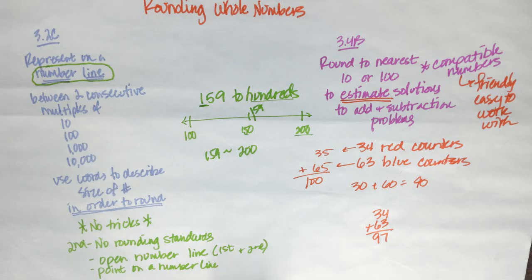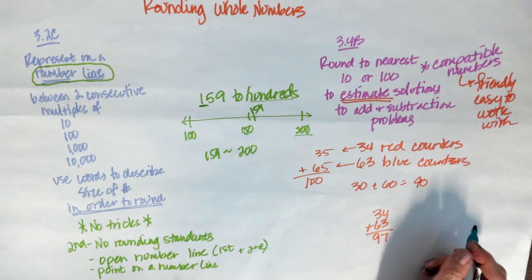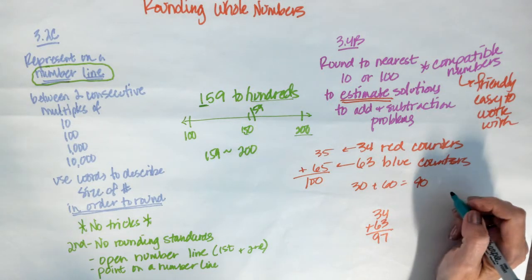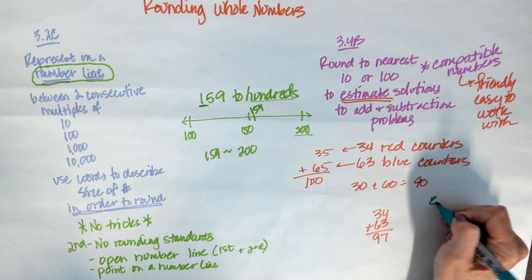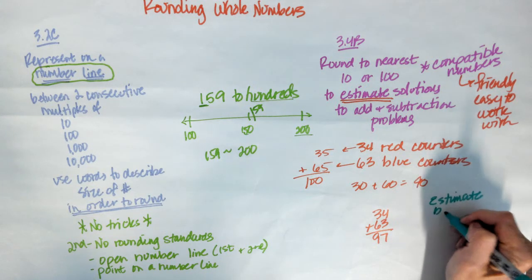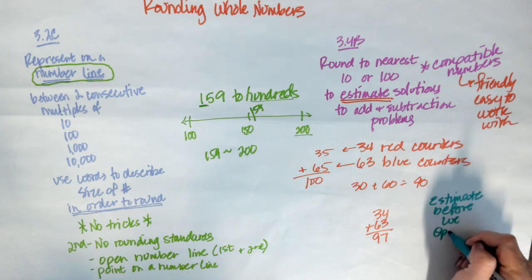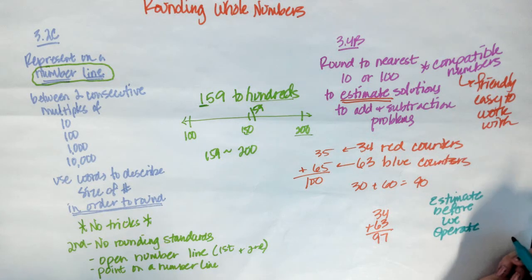Now, the other thing that we see kids struggle with in this particular standard, when they're not told what place to round to, they like to just add them up and then round. So we do not add and then round. We always estimate before we operate. Always. Think about it like going to the store, and I want you to relate this to kids.